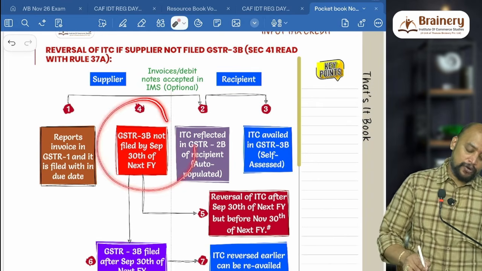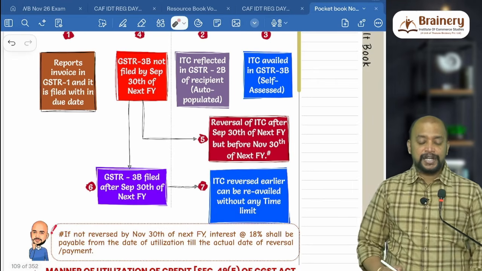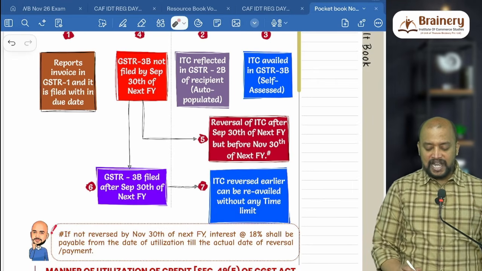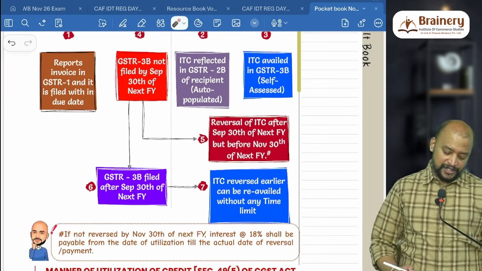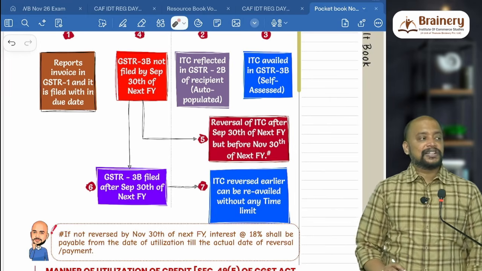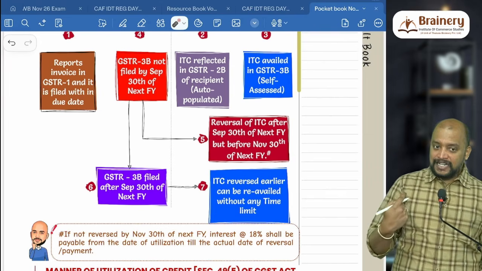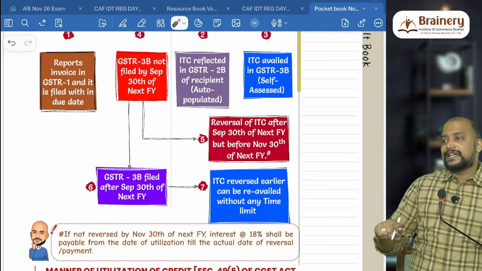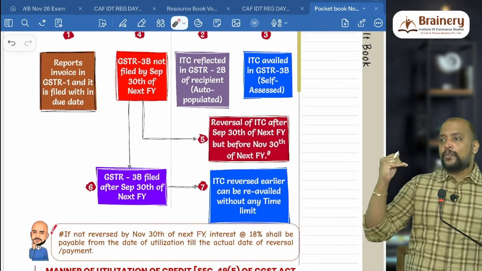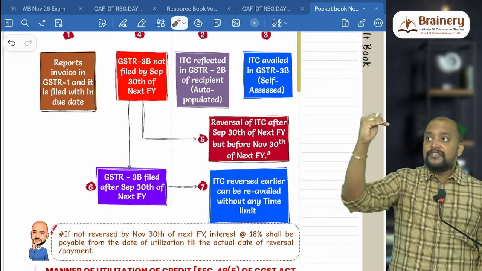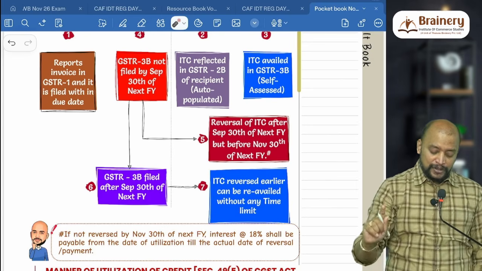Now what happens? Step 4, the supplier did not file 3B by September 30th of the next financial year. So the recipient should reverse the ITC after September 30th of the next financial year, but before November 30th of the next financial year. If not reversed by November 30th of the next financial year, they have to pay interest. At what rate? At the rate of 18% from the date of utilization till the date of reversal. Date of utilization means the month in which the balance in ITC falls below the wrongly availed ITC. To that extent ITC has been utilized.